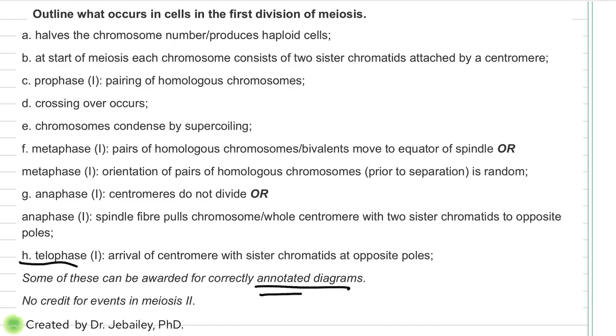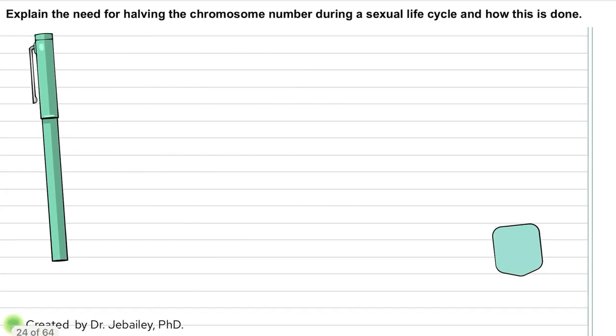But they will give you points for annotated diagrams. But you gotta be careful. Do not mention meiosis 2 here because you're not gonna get any points for it, because it says only the first division. So moving to the next question, it says here, explain the need for halving the chromosome number during sexual life cycle and how it is done.